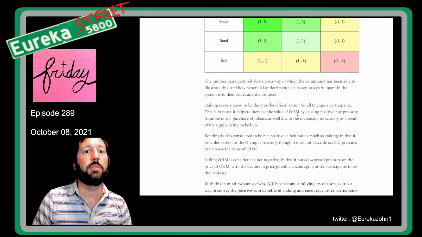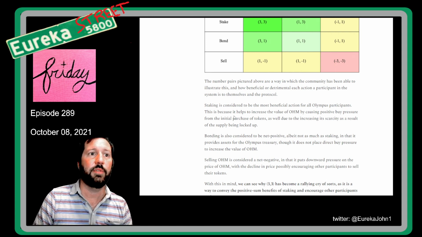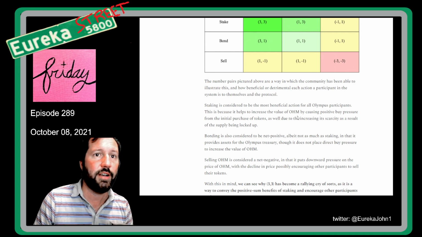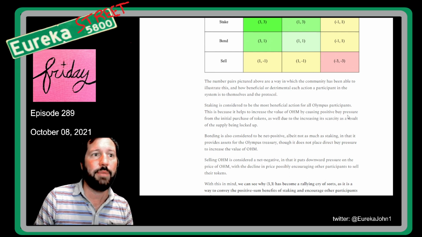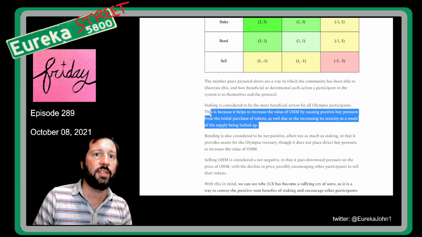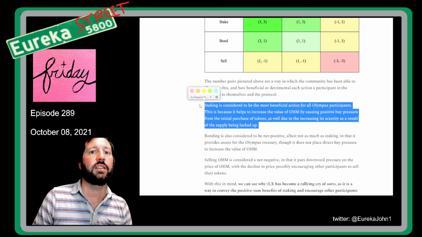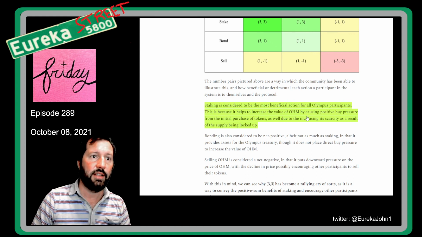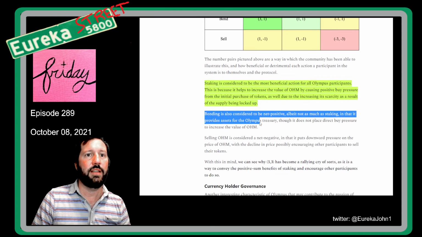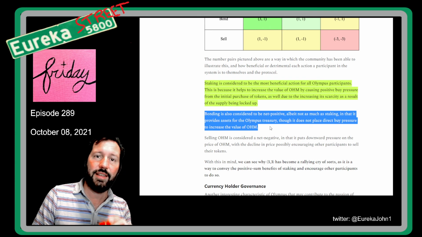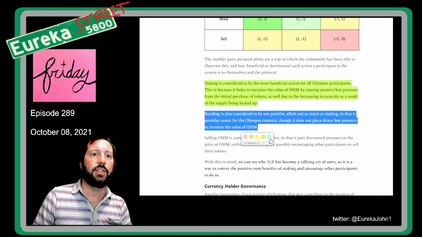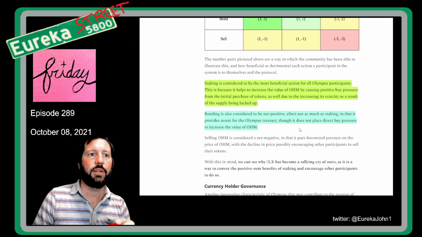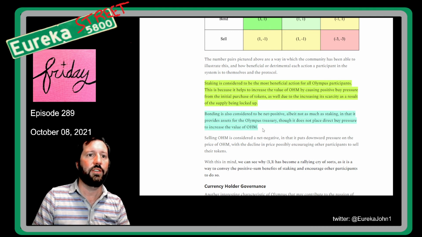Staking is considered to be the most beneficial action for all Olympus participants. This is because it helps to increase the value of OHM by causing positive buy pressure from the initial purchase of tokens, as well as due to the increasing scarcity as a result of the supply being locked up. So it causes buy pressure and causes scarcity. And then bonding is also considered to be net positive, albeit not as much as staking, in that it provides the assets for the Olympus treasury, though it does not place direct buy pressure to increase the value of OHM.